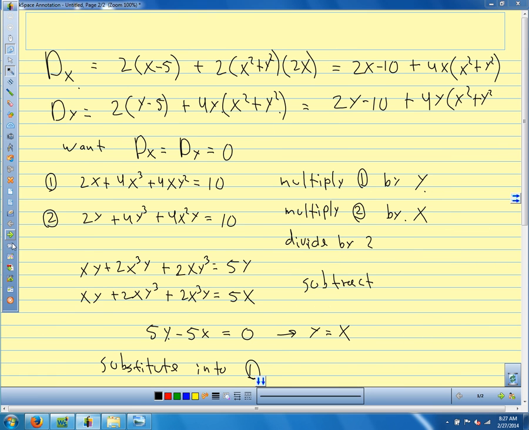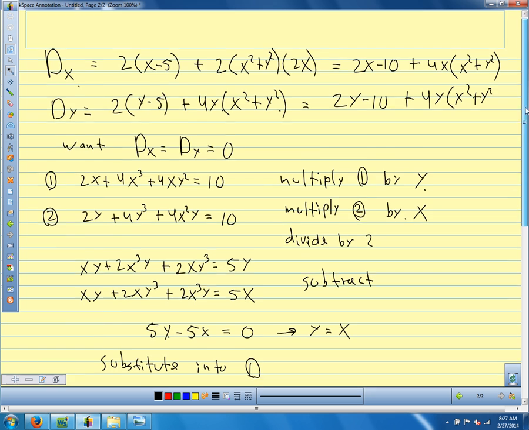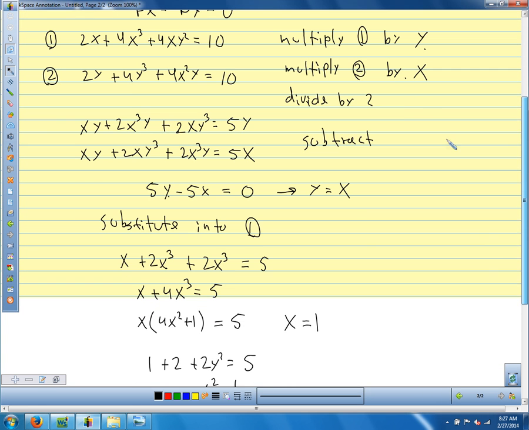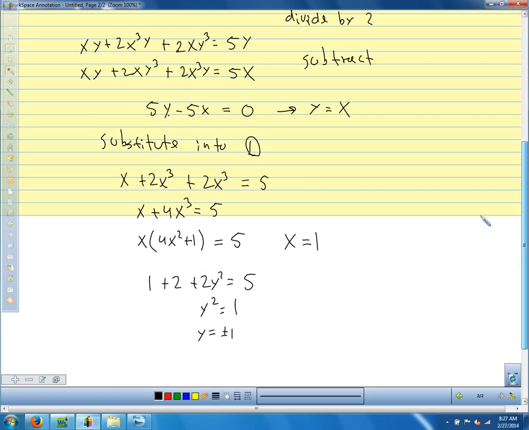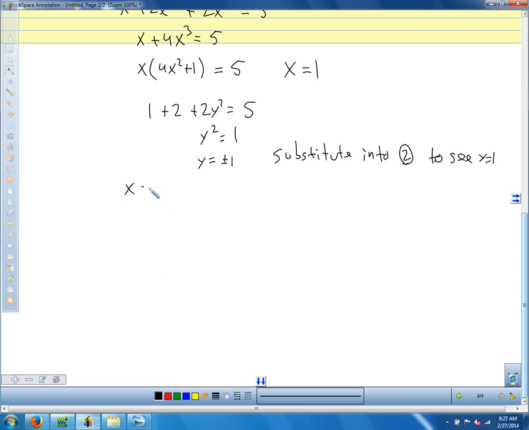We could also substitute this back into equation 2. Substitute into equation 2 when x equals 1 and verify that y is going to be positive 1. So I can say substitute into 2, and we see that y equals 1. So we have x equals 1, y equals 1, and finally, what does that tell us z equals? z equals 2. So we get x equals 1, y equals 1, z equals 2.